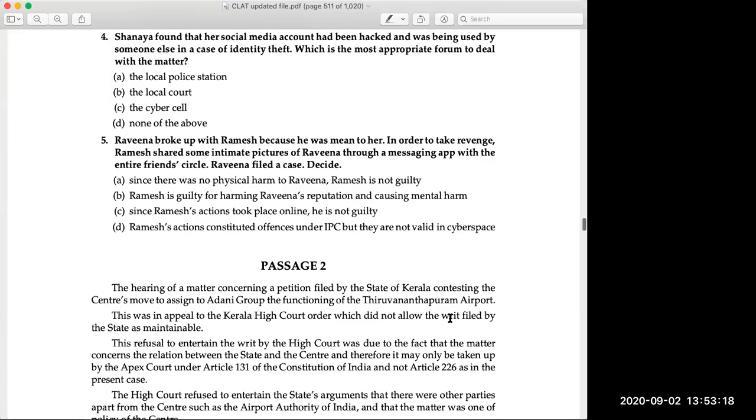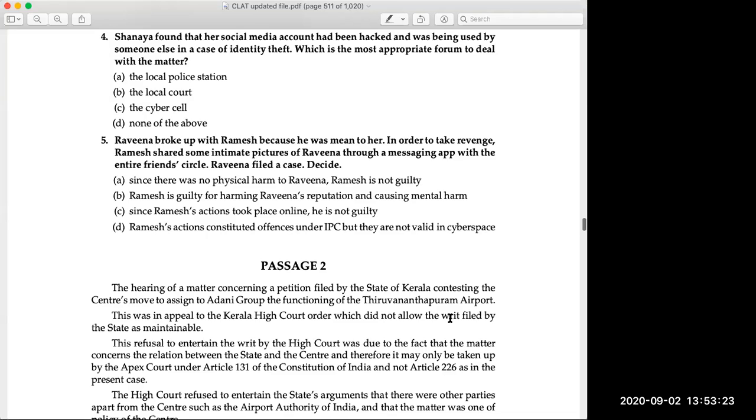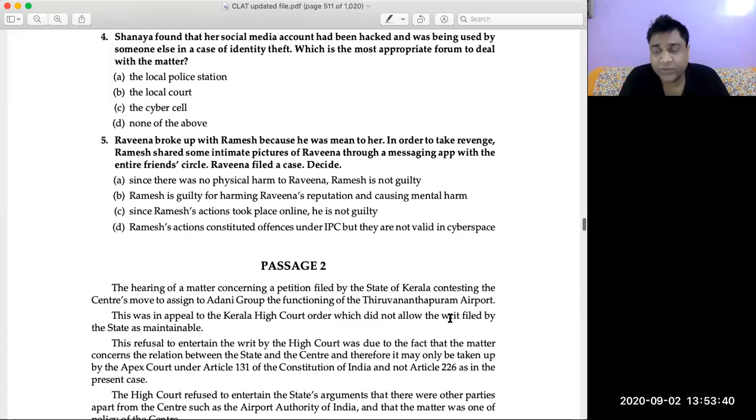Sir, the answer should be C, the cyber cell. Why? Sir, because Shanaya's social media account was hacked and used by someone else. So basically, it's a hacking case, and Shanaya's ID is used by someone else, and the other person can use her account in a bad manner also. So it should be legally treated. But can you tell me where in the passage itself you can find it mentioned that this has to be given to the cyber cell?